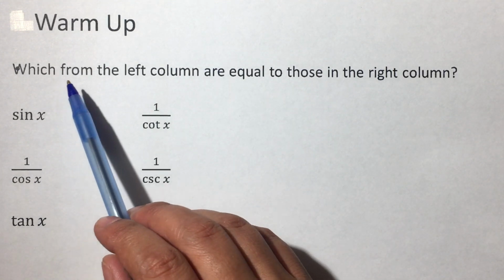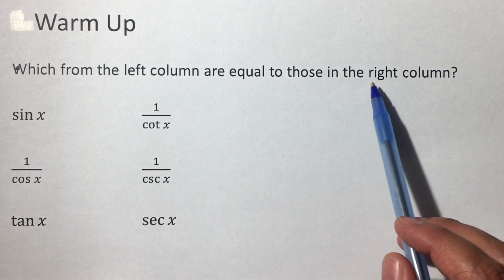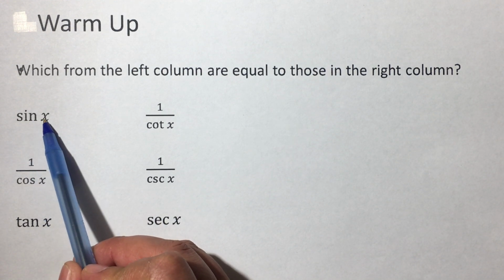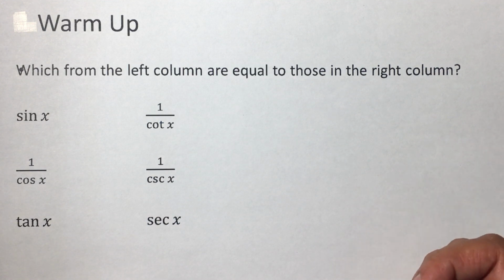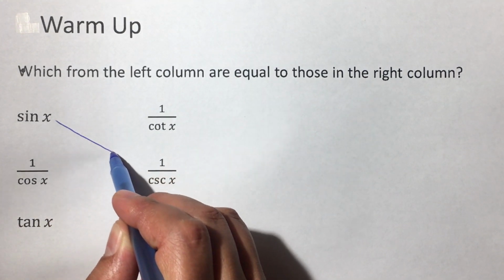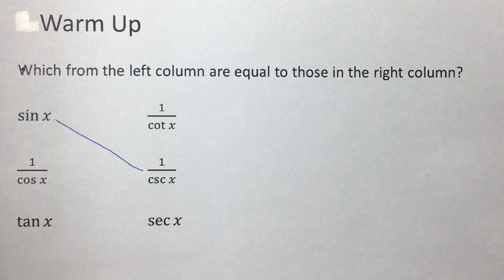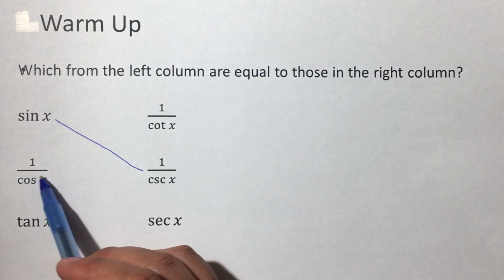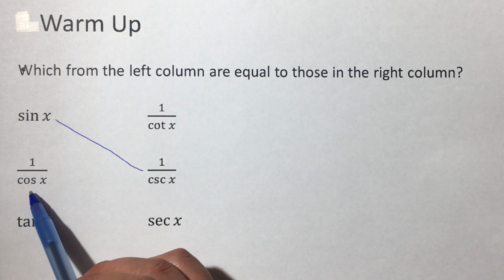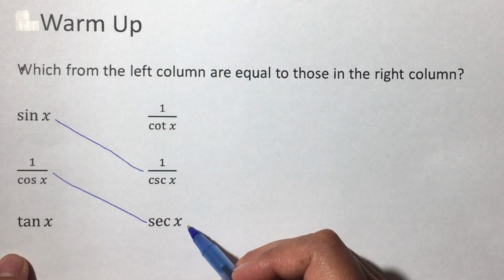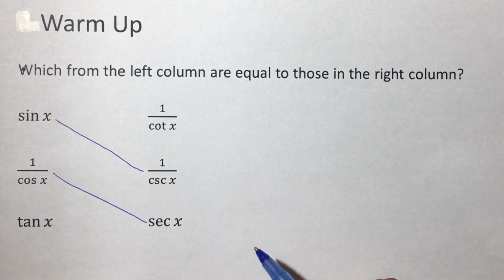It says which from the left column are equal to those in the right column, and now let's go ahead and match them. So sine of x will always match with the cosecant. Not with the secant, but with the cosecant. So this is going to be the reciprocal, 1 over cosecant. Cosine, 1 over cosine of x. The cosine goes actually with the secant. Okay, so secant of x is equal to 1 over cosine of x.